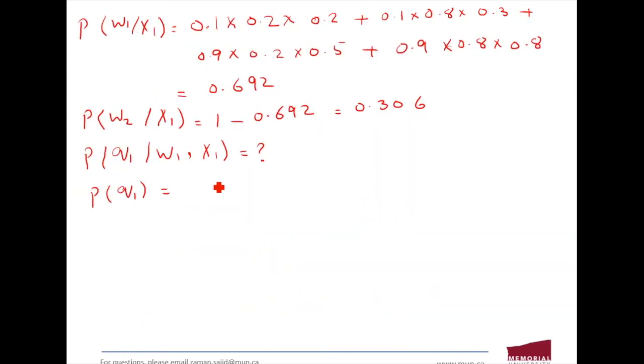So that will be equal to my probability of Z1 into the probability of Q1. This is the law of total probability that I am applying here, plus the probability of Z2 multiplied by the probability of Q1 given that Z2.